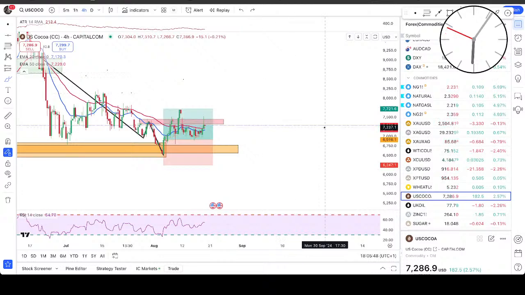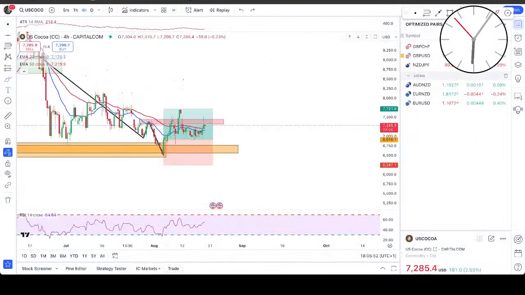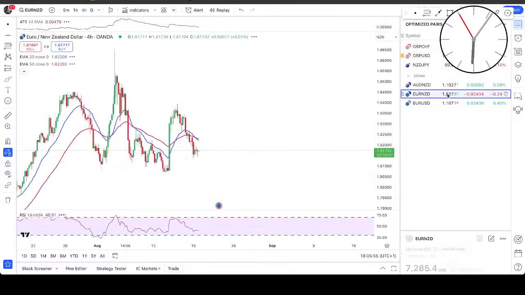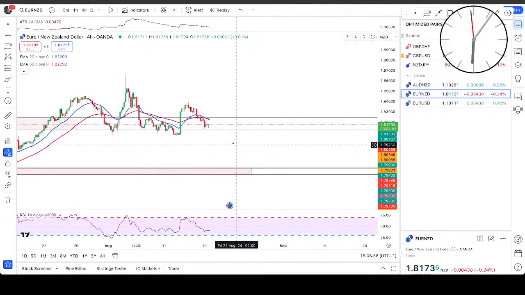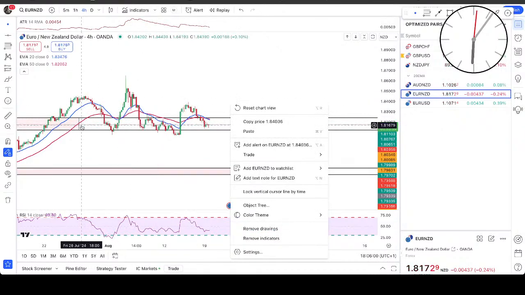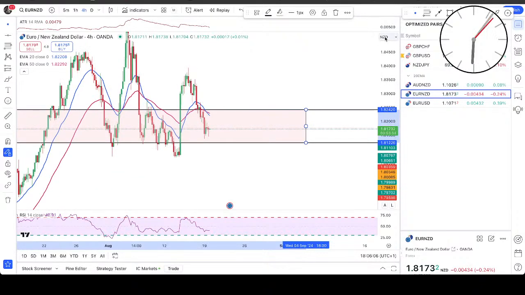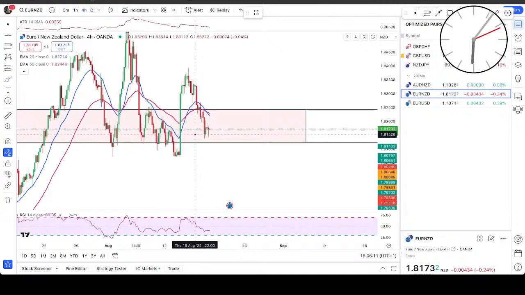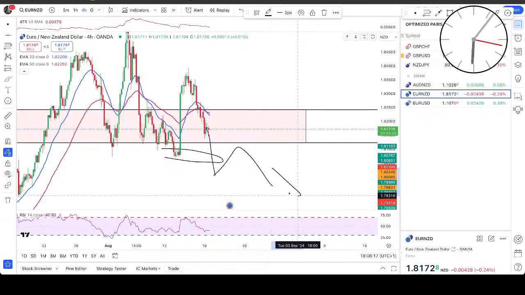Euro New Zealand, yeah, let's take a look. Euro New Zealand is very choppy. I don't want to trade this one at this point. You see very choppy movement, price breaking above and breaking below. So we are not buying this one, but I would be more interested to sell once we break below this low. So I will sell instead of buy.